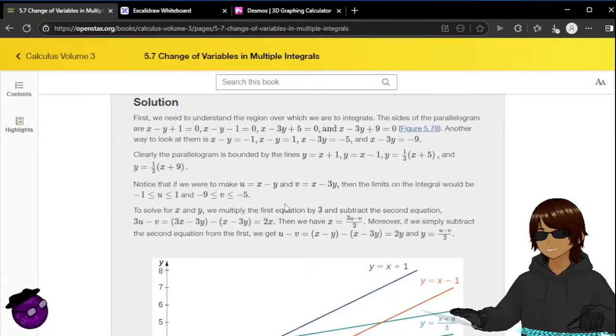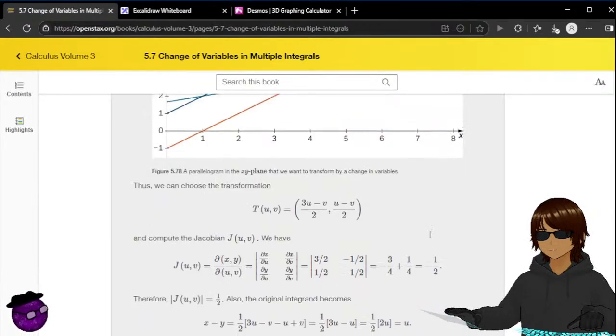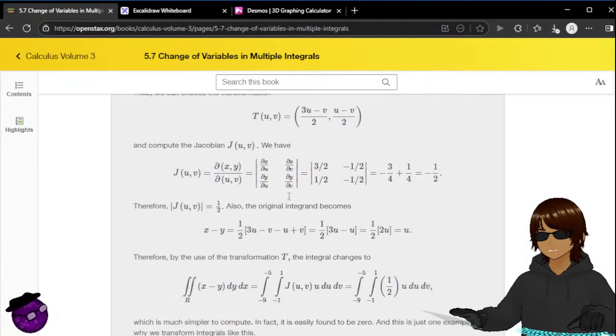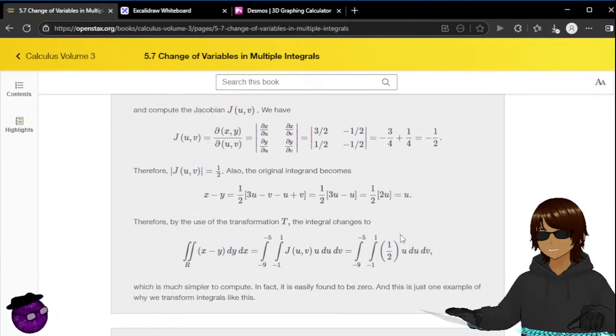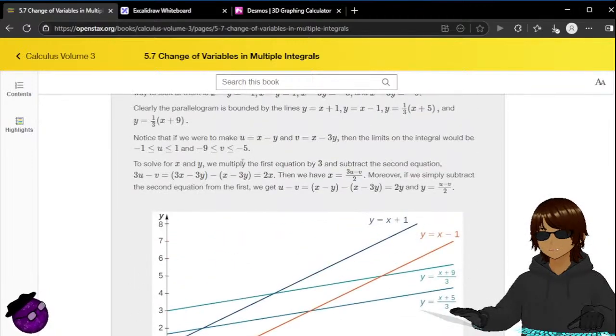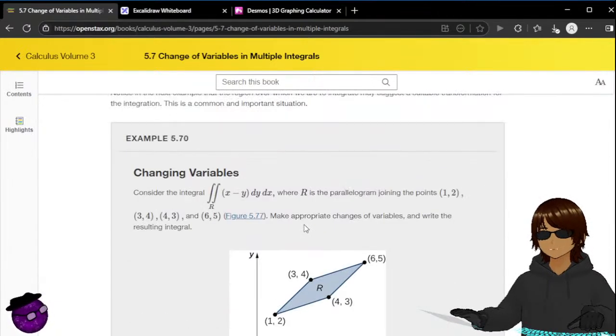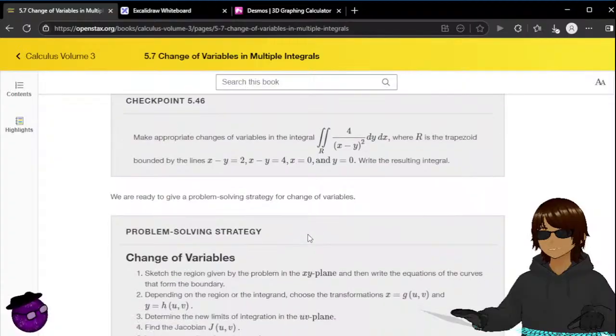To solve for xy, we multiply the first equation by 3 and subtract the second equation. Then we have this. Moreover, get this. Then we can choose this transformation. But I don't get why they chose this. Why they chose these two? Why even u and v values?